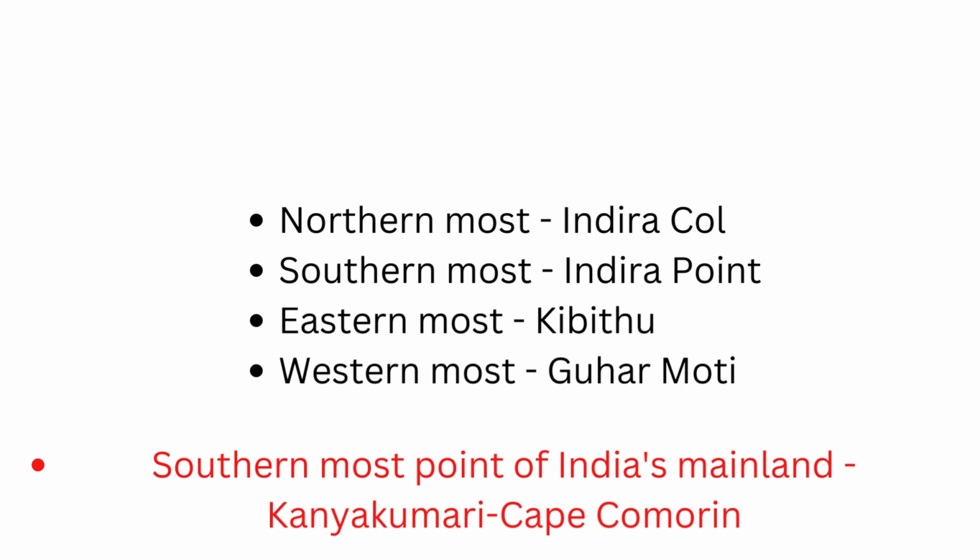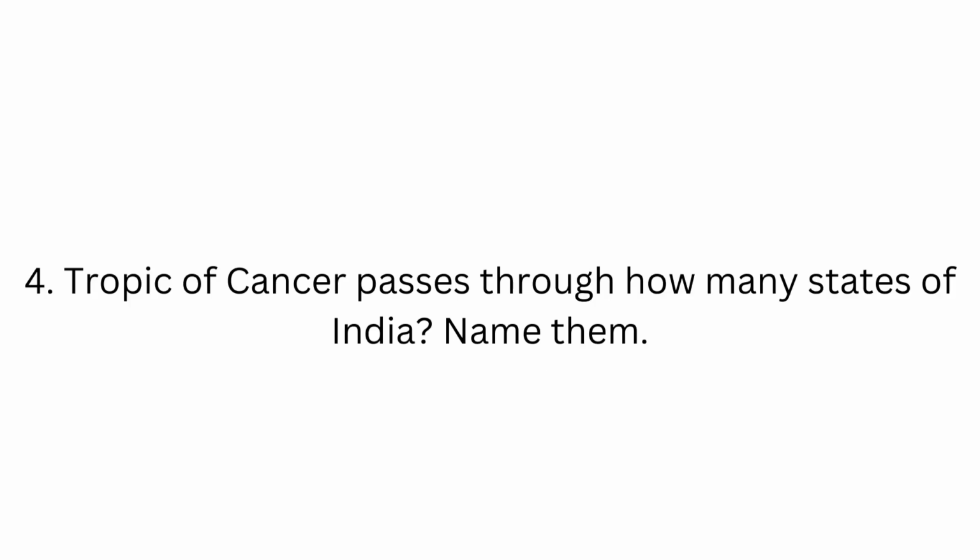Whereas a note you need to take here, the southernmost point of India's mainland is Kanyakumari, which you can say Cape Comorin also. So here the point is that the southernmost is the Indira Point, which is there on Andaman and Nicobar, which is our union territory. That is also our mainland only, so we consider that as Indira Point. That is the southernmost point.